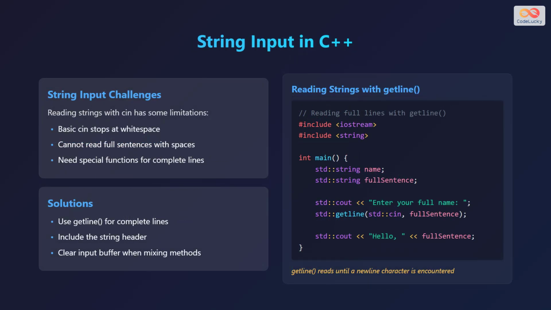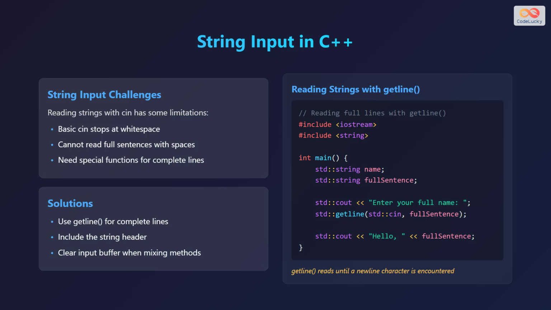Reading strings, that is text, with cin has some limitations. The basic cin command stops reading as soon as it encounters whitespace, such as a space. This means it cannot read full sentences with spaces. So we need special functions to read complete lines of text. The solution to this is to use the getline function, which can read an entire line of text, including spaces. To use getline, we need to include the string header in our program. When mixing cin with getline, it's sometimes necessary to clear the input buffer to avoid unexpected behavior.